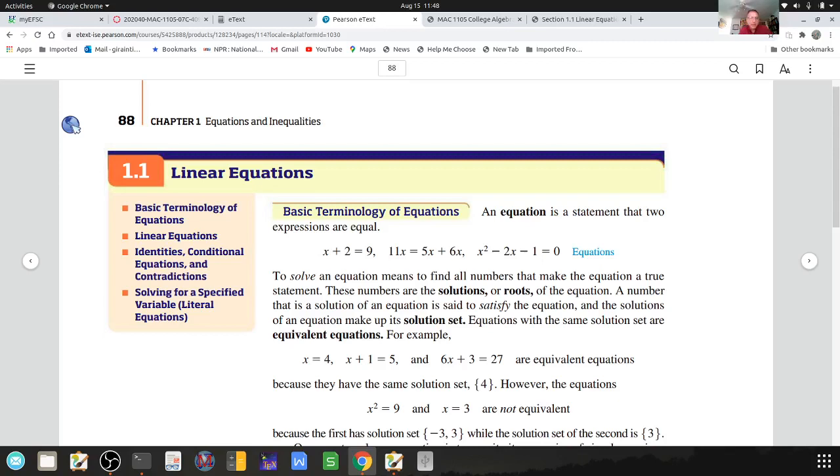Okay, welcome to Lecture 1. We're going to do Chapter 1, Section 1 on linear equations. So what I'm showing you right now is just a page of the textbook.